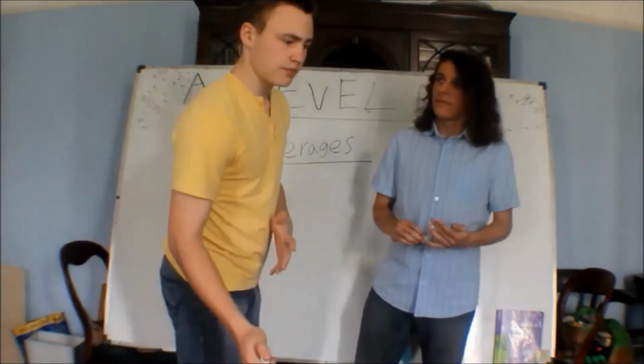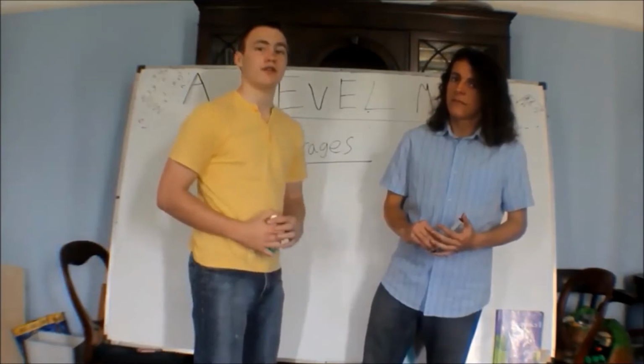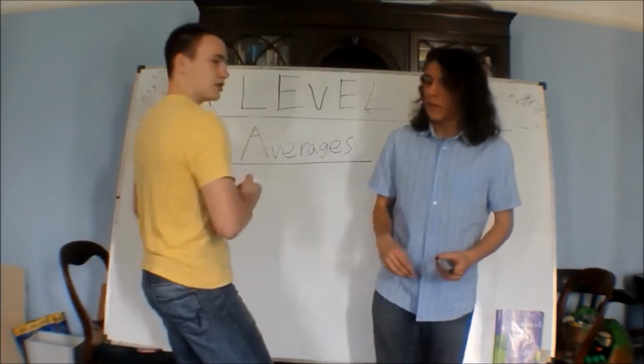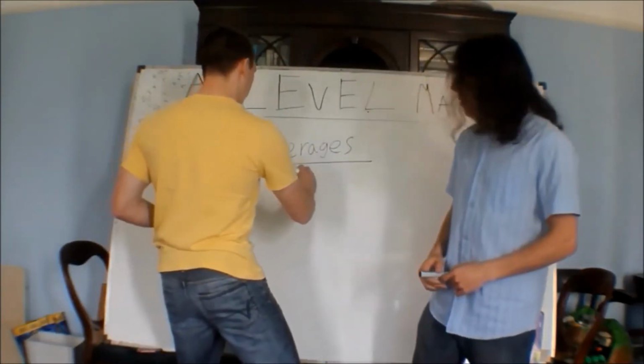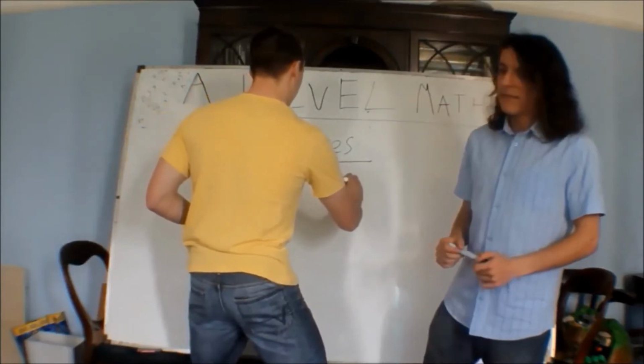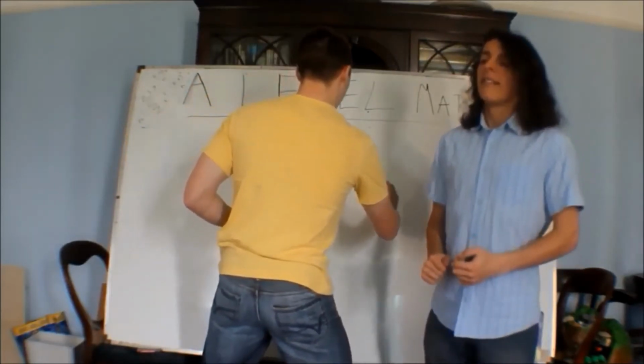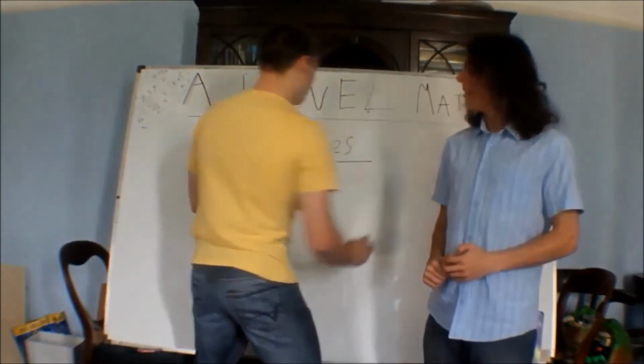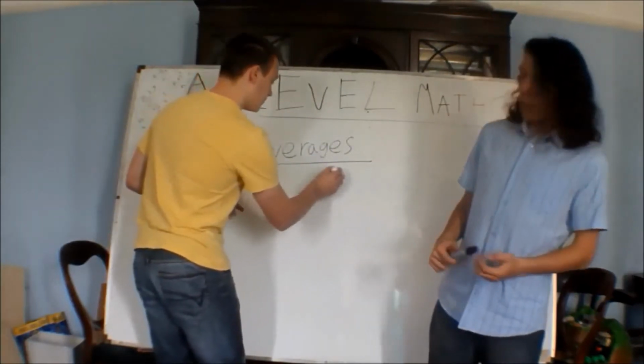Well, the mode, you think of as the most common value. If you have a series of numbers like 1, 2, 2, 2, 3, 4, 4, the mode would be 2 because that's what comes up the most.